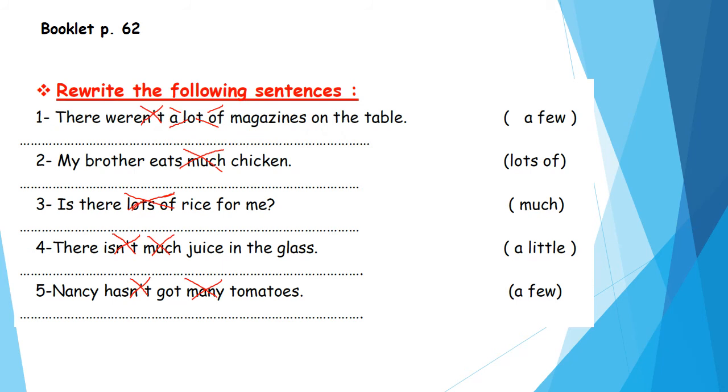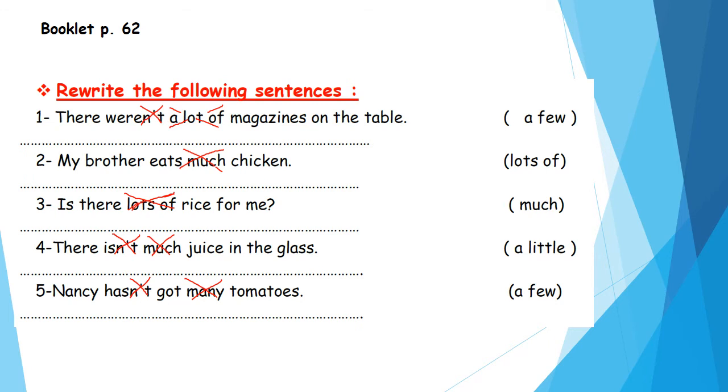Grammar booklet, page 62. Rewrite the following sentences. What is the meaning of rewrite? It means that you will rewrite the sentence with the words between brackets. Okay, let's see number 1. There weren't a lot of magazines on the table. He wants you to use a few in the sentence.